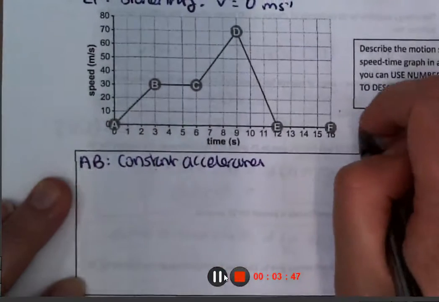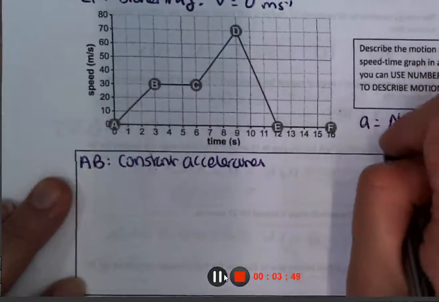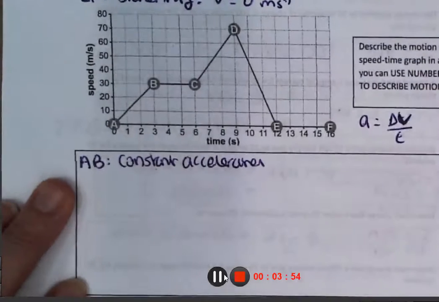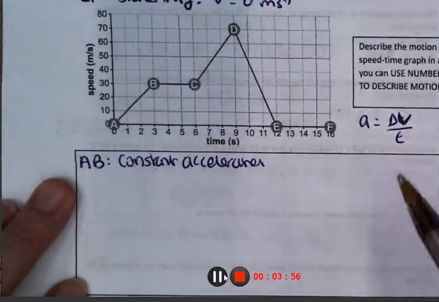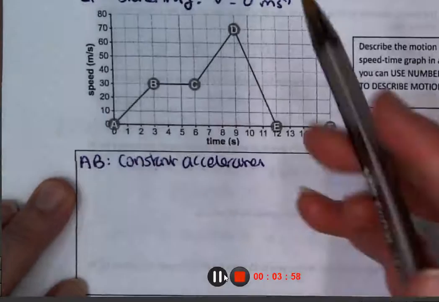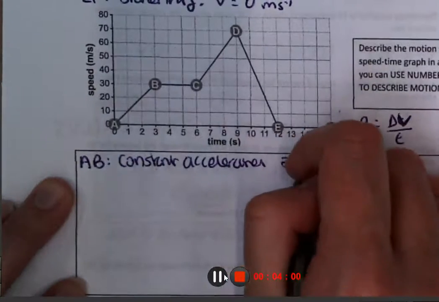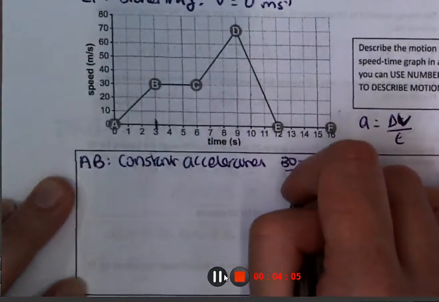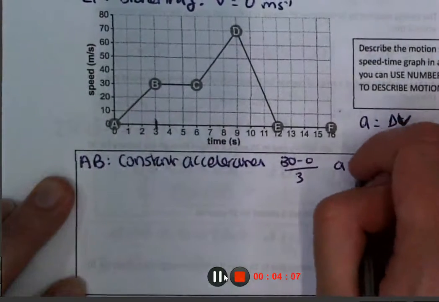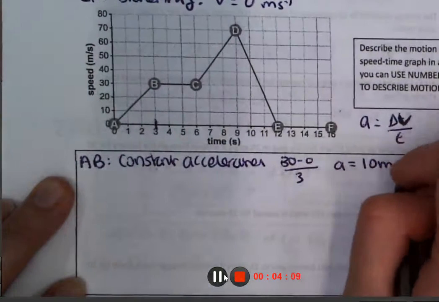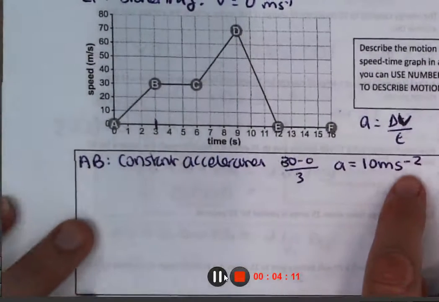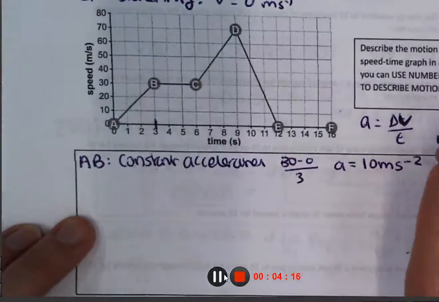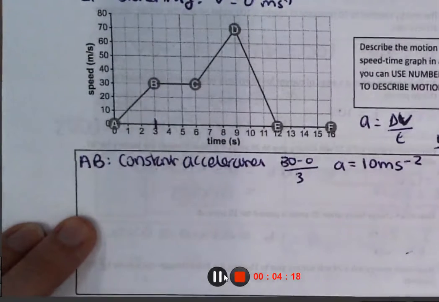And our equation for acceleration is change in velocity divided by time. So if we look at A to B, our change in velocity goes from 0 to 30. So our change in velocity is 30 minus 0, and our time is 3 seconds. So our acceleration will be 30 divided by 3, which is 10 meters per second squared. And you can see here that that is the same as writing meters per second squared, like so.